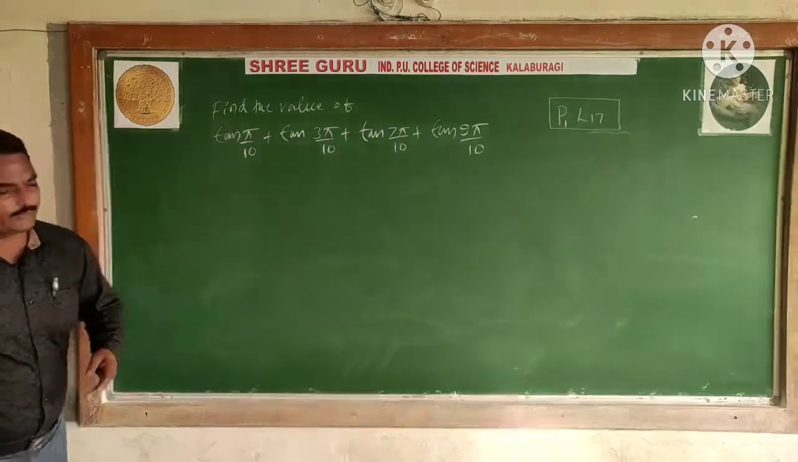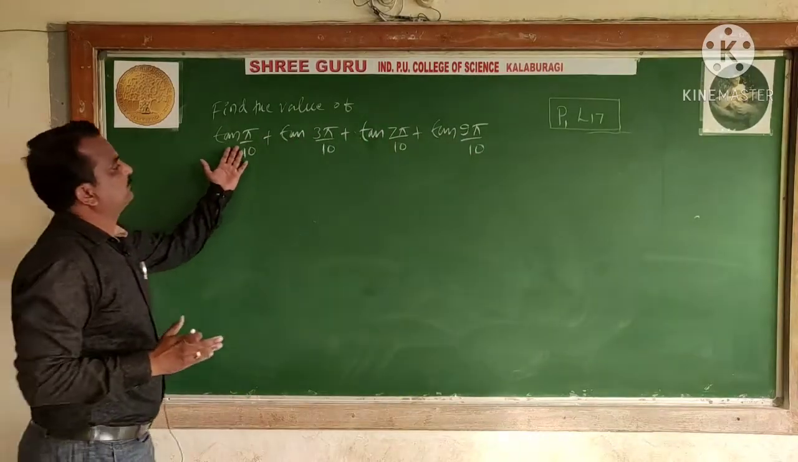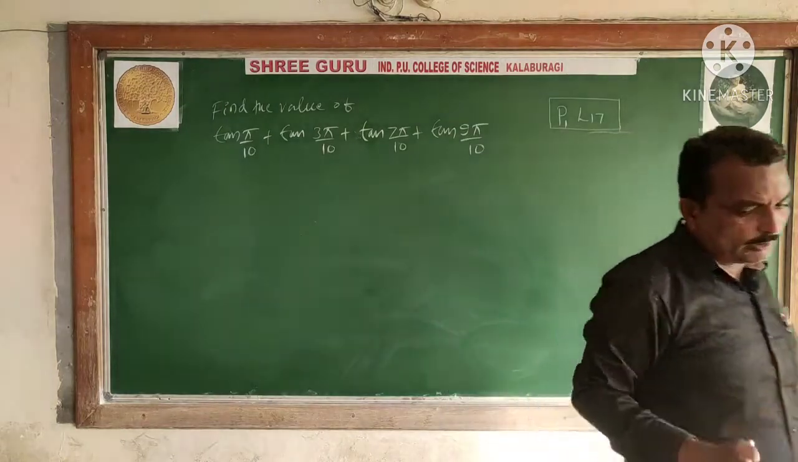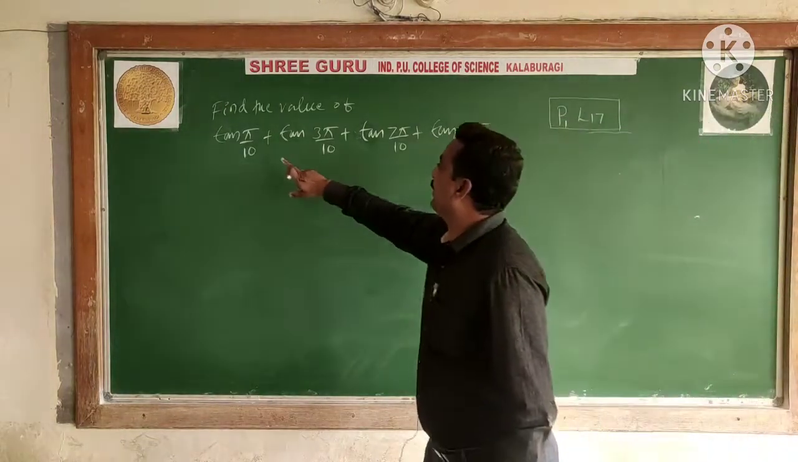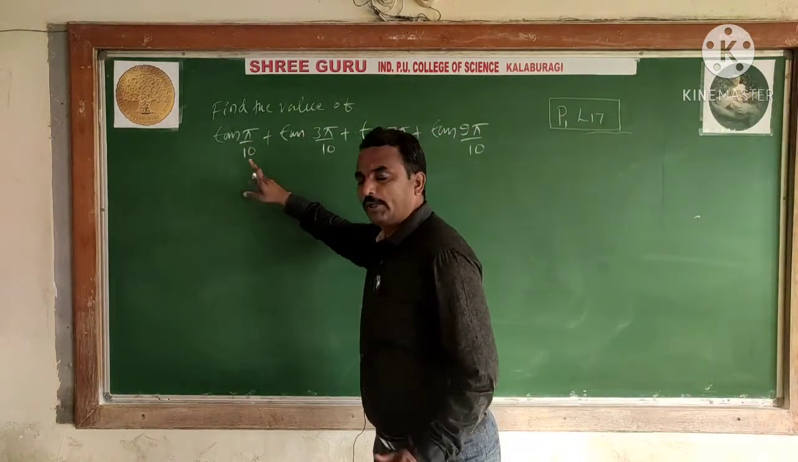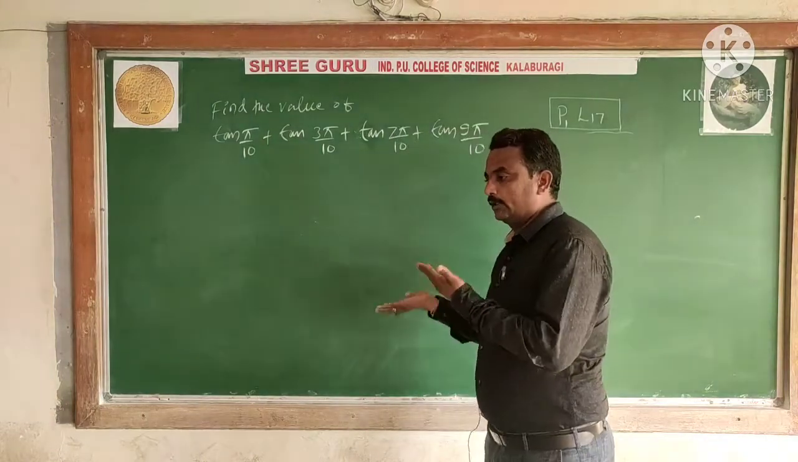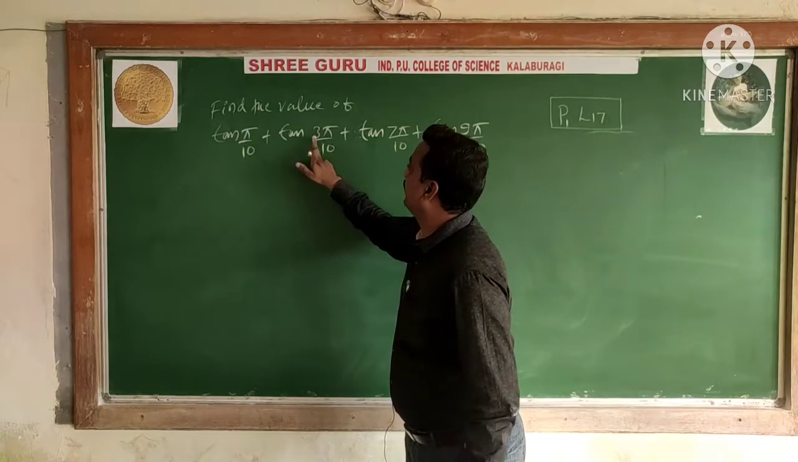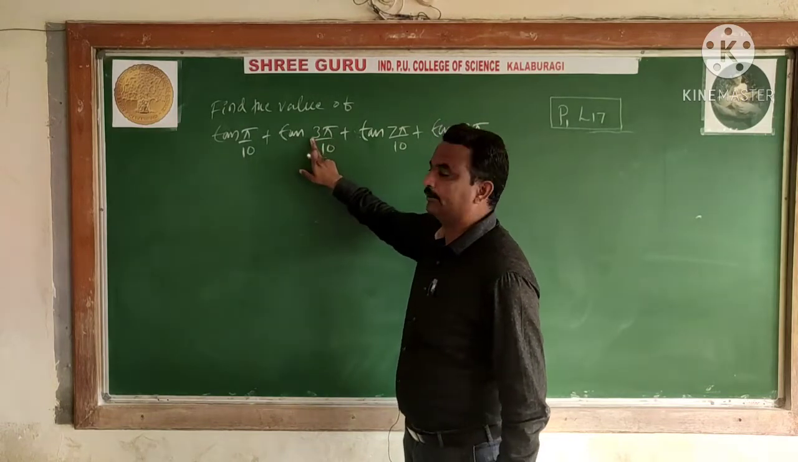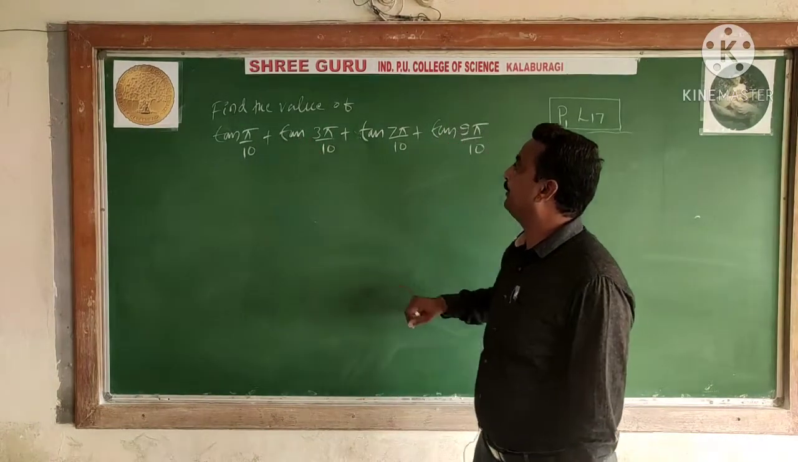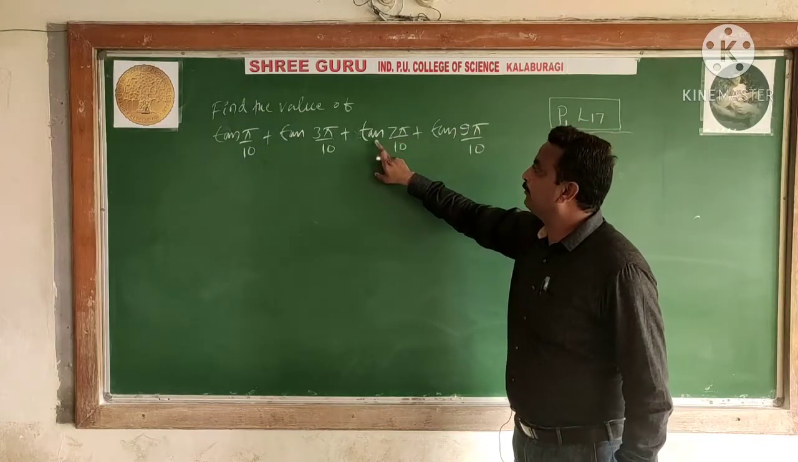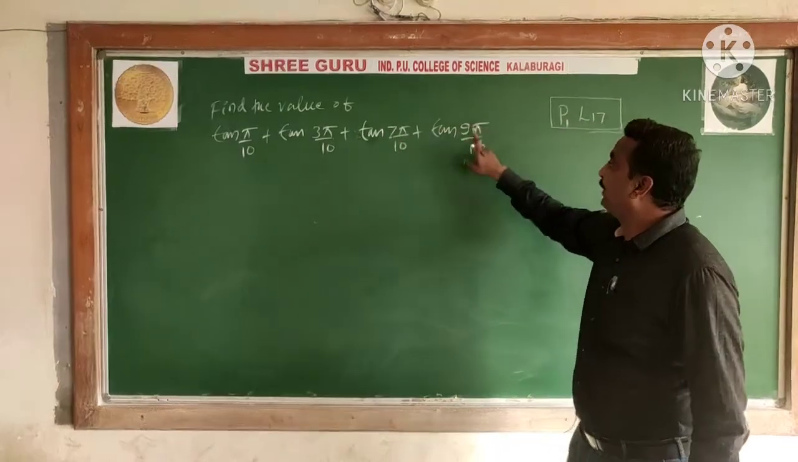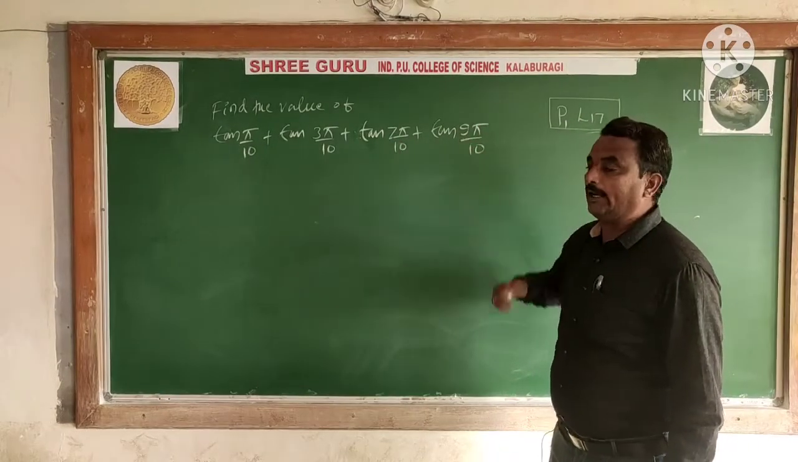I have told the students, if such examples are in terms of radians, you may convert any one and the remaining you may write down. You may convert pi by 10, because it becomes easy to convert using the angles. Then after converting pi by 10, if you multiply by 3, you will get tan 3 pi by 10. After multiplying by 7 you will get tan 7 pi by 10. After multiplying by 9 you will get tan 9 pi by 10.